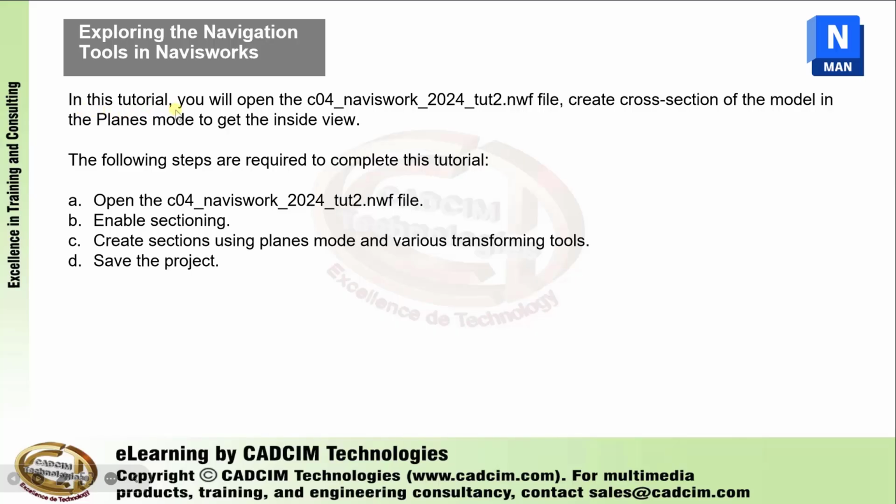Hello everyone. In this tutorial, first we will open the tutorial file and then create cross-section of the model in the planes mode to get the inside view. The following steps are required to complete this tutorial. Open the tutorial file, enable sectioning, create sections using planes mode and various transforming tools, and at the last, save the project.